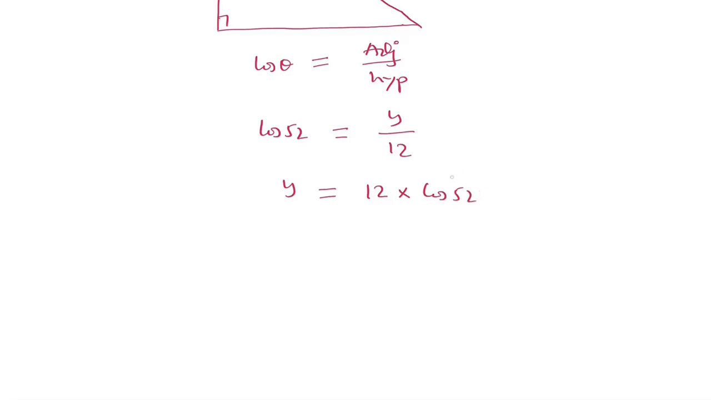So we are going to read cos 52 from a cosine table. We have 0.6157. Okay, so substituting this into our formula, we have y equals 12 times 0.6157. Solving this, we have y equals 7.388, and this is the height of the wall required.